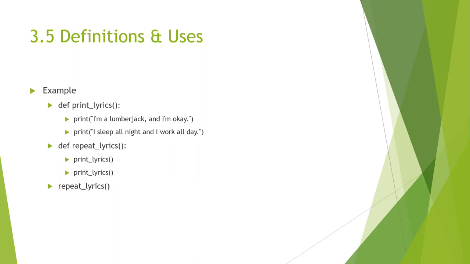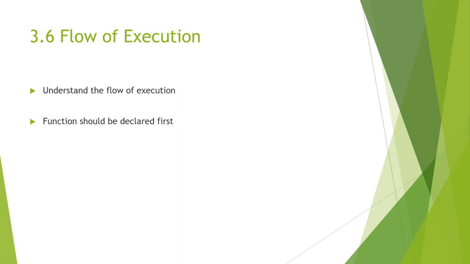So definition and use, again, as we start using our functions, we want to be able to understand what they're doing. More importantly, we also want to start documenting how these functions work. You can combine the functions to string together those function commands. So the flow of execution is actually really important. How do we know what the flow is? Normally, we always want to define our functions first. We do not want to alter the flow of execution of the program, but remember the statements inside the functions don't run until the functions are called.